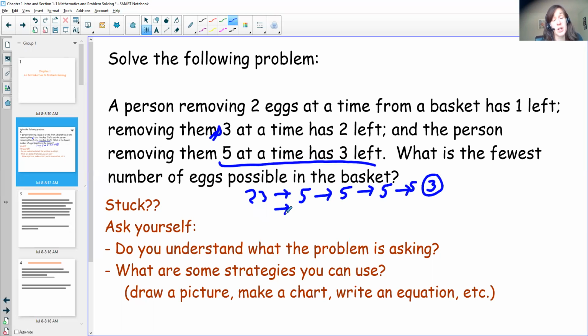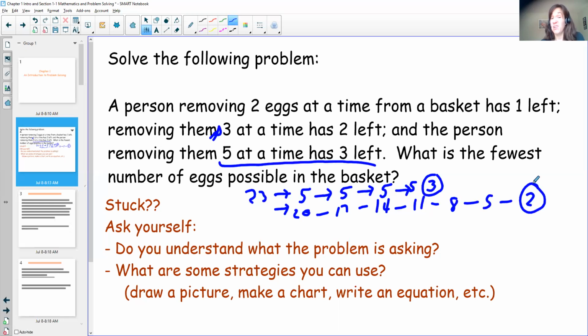If I take out 3, that gets me to 20, right? If I take out 3 again, that gets me to 17. 3 again gets me to 14. 3 again gets me to 11. Ooh, I like this. 11, take out 3, gets me to 8. Take out 3 more, gets me to 5. Take out 3 more, gets me to 2. Hooray.